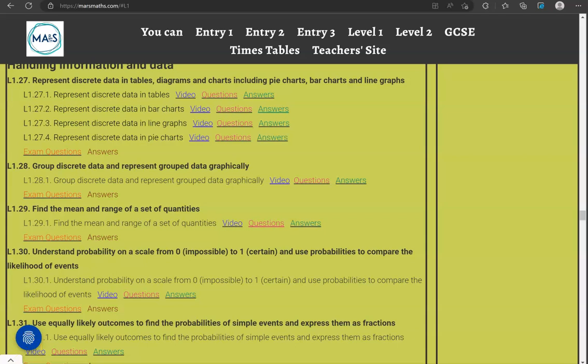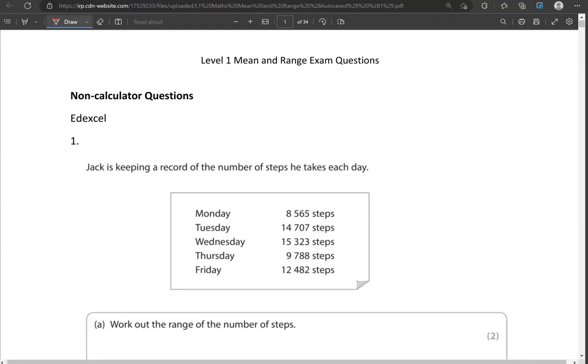In this video, we'll go through exam questions that cover the criteria, find the mean and range of a set of quantities. You can locate the questions on the mathsmath.com website under Level 1. The questions come from different exam boards. We'll start with the non-calculated questions and then we'll move to the calculated questions. Here is the first one.